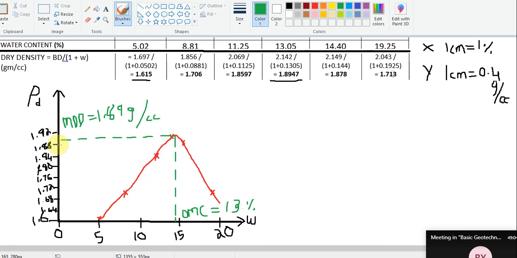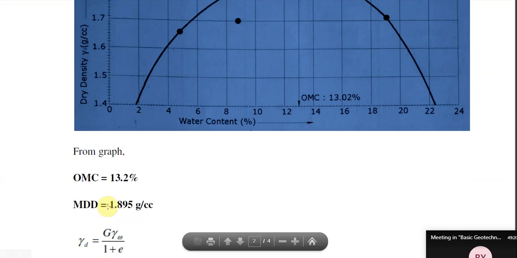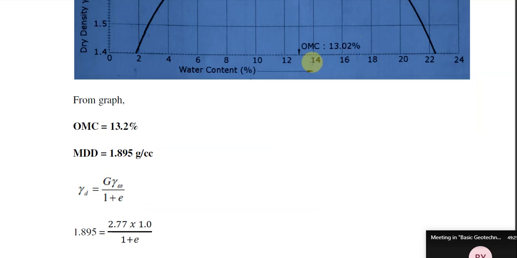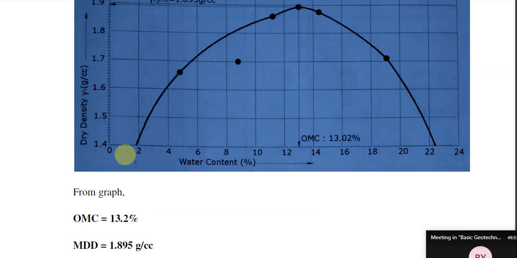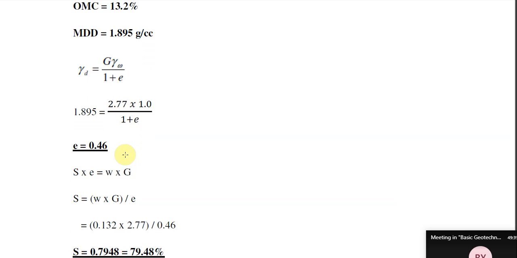Okay, so we drew the compaction curve, and we found out what is the value of maximum dry density and optimum moisture content. So this is my answer. From the graph, optimum moisture content is 13.02%, and maximum dry density is 1.895 gram per cc. Next part of the question, very simple. You are supposed to find voids ratio and degree of saturation for this condition.